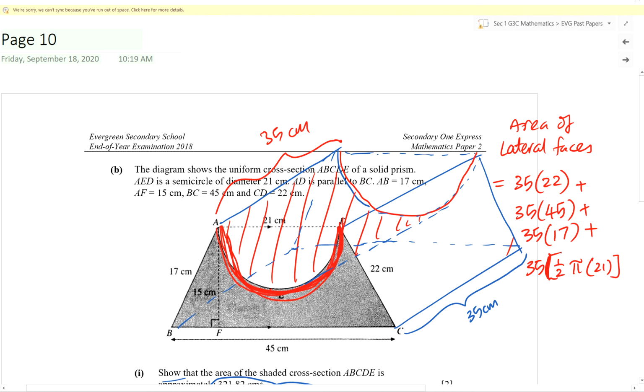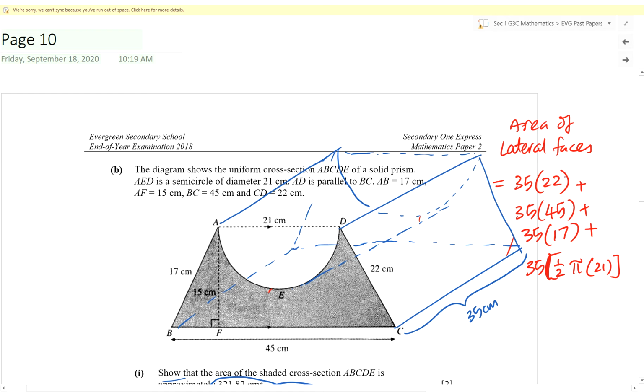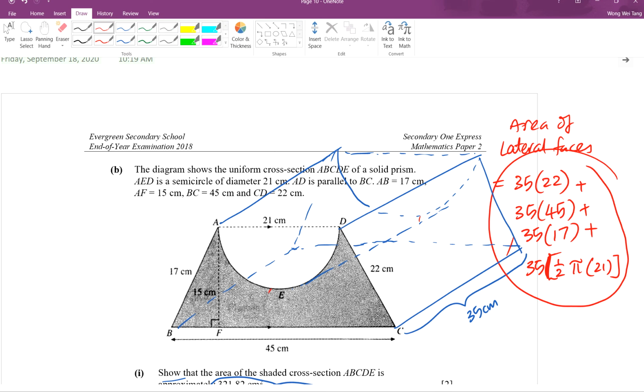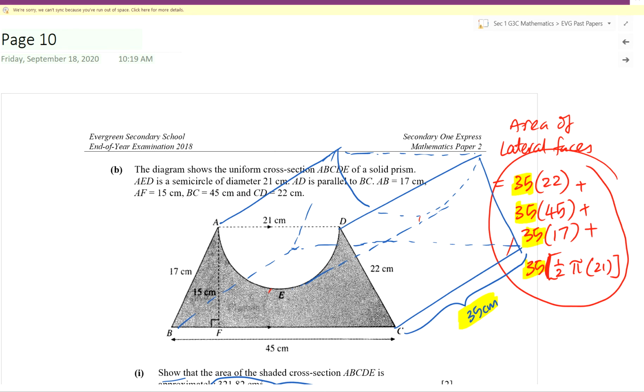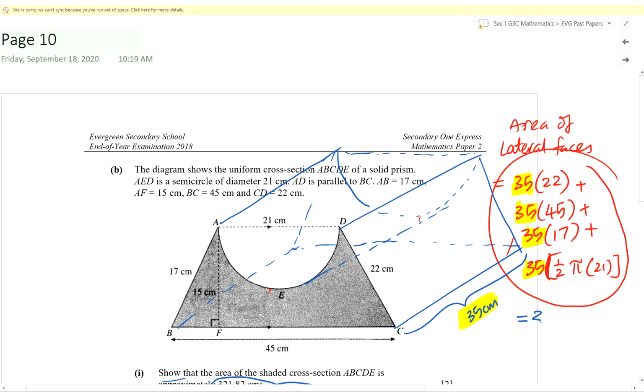Now we need to add the two lateral faces, the two cross-sectional areas to this over here. Sounds like a lot of work, a lot of calculations to be done, but you should notice that we are always multiplying by 35. Why 35? Because the length of the prism is 35, which means that we could have simplified our working to just be equal to 35 multiplied by 22 plus 45 plus 17 plus half pi 21. This is known as factorization. We factorize out 35. We are left with 22 plus 45 plus 17 plus half times pi times 21.